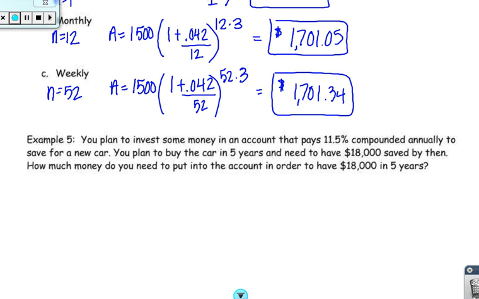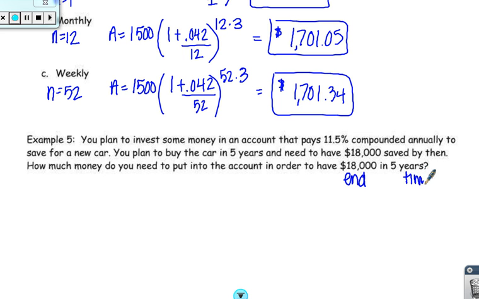Let's try another one. You want to invest some money into an account. They're going to give you an 11.5% interest rate because you want to save for a new car. You want to buy the car in 5 years and you have to have $18,000 saved by then. How much money do you need to put into the account originally to have $18,000 at the end of 5 years? So the $18,000 is how much I want to end with.